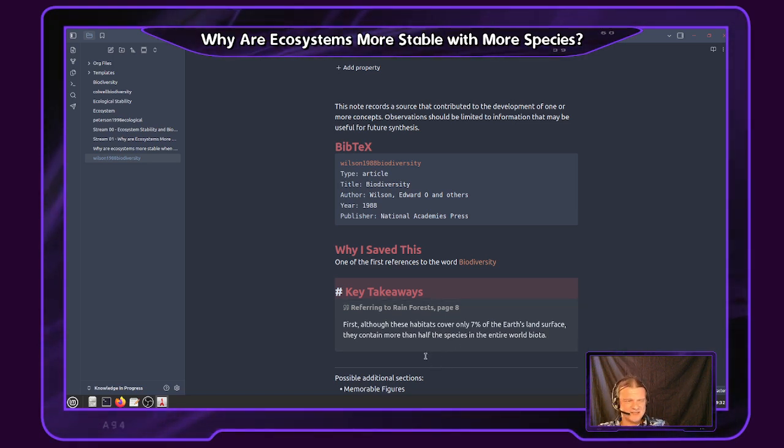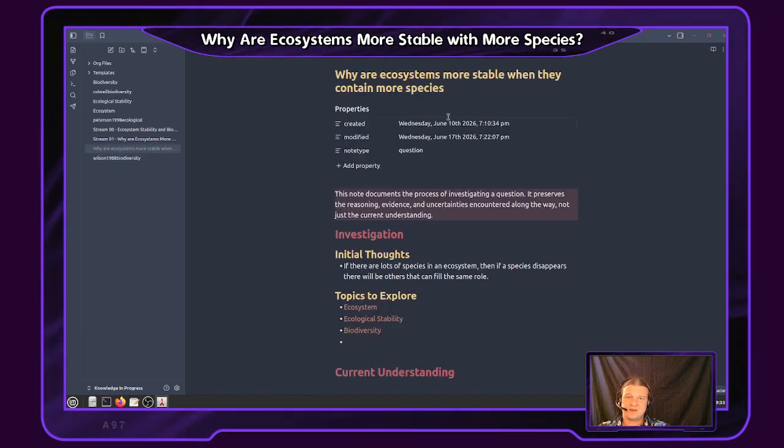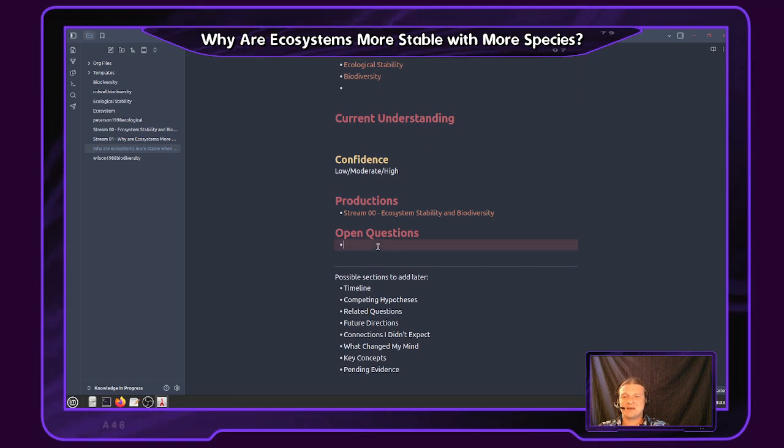What's interesting, though, is that we typically think of rainforests as these incredibly vulnerable ecosystems, right? They're very sensitive. So that makes me wonder, if we have this question, why are ecosystems more stable when they contain more species? Is that even true? Is that a true statement, right? Rainforests are incredibly biodiverse, and yet we consider them to be a very vulnerable habitat. So we're going to go ahead and put this in here and say, is this always true? What about rainforests?